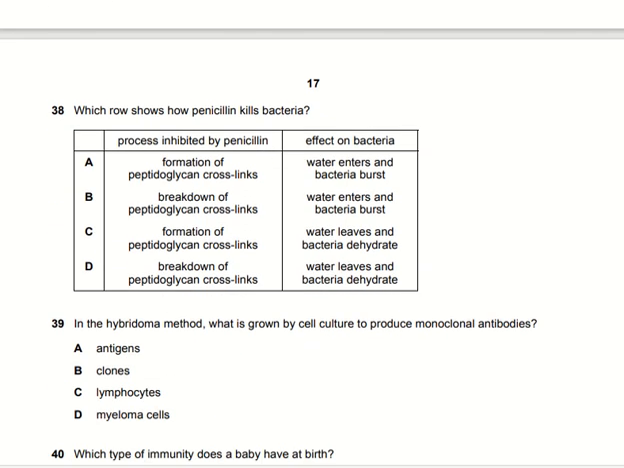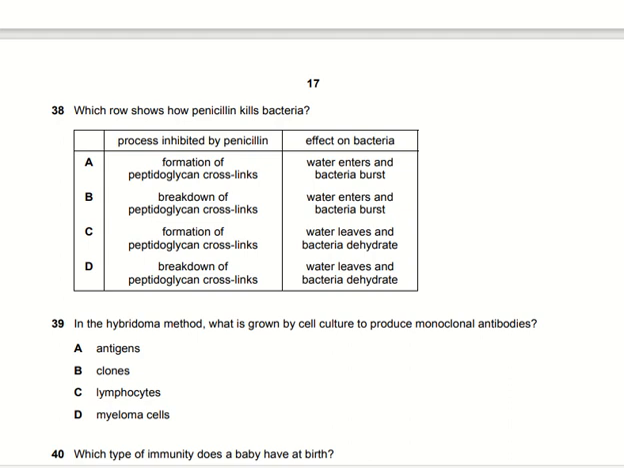Which row shows how penicillin kills the bacteria? Whenever penicillin is injected in the diseased person, or given orally, penicillin affects the cell wall of the bacteria and makes it very vulnerable to death. So it involves a process inhibited by the penicillin. It will hinder the formation of the peptidoglycan cross-links. So the cell wall will become weaker and will lead to the death of the bacteria.